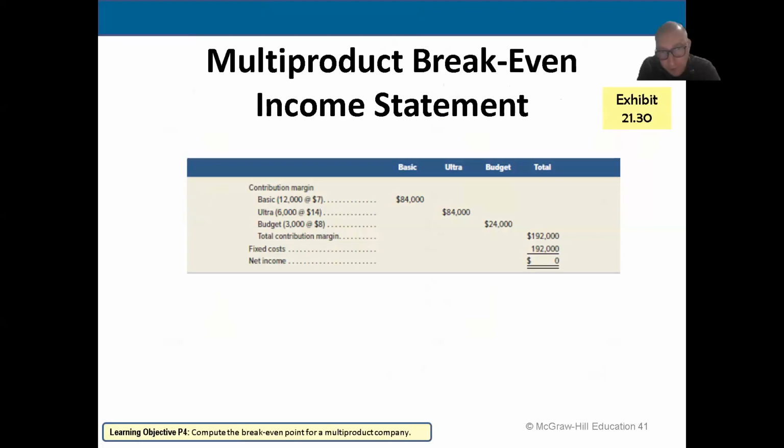Once we've done that, we can find the income statement data broken out based on the individual products that we sell. If our net income is 0, that means we've reached the point of break even. That's where our total contribution margin equals our fixed costs.